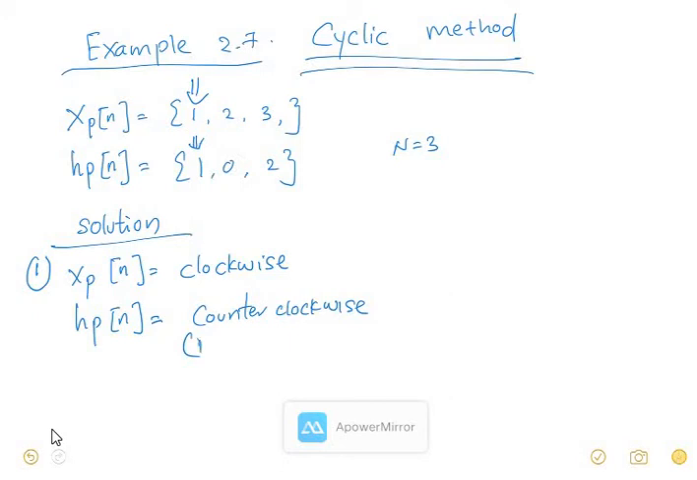Counterclockwise means that it is flipped. Clockwise and counterclockwise mean that when we want to put the values of xp and hp in a graph, we put them clockwise or counterclockwise. Later I will show you.